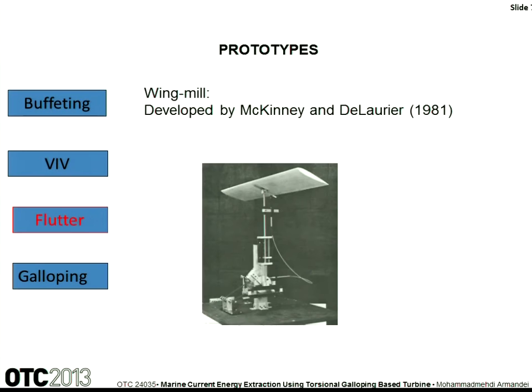Here, I'm going to give you a short historical review about the oscillation-based prototypes made so far. The first one was a windmill, developed by McKinney and DeLaurier in 1981. This windmill worked based on aerodynamic flutter, and they tested it in the wind tunnel, and they concluded that this device can compete in efficiency with the conventional rotation-based turbines.